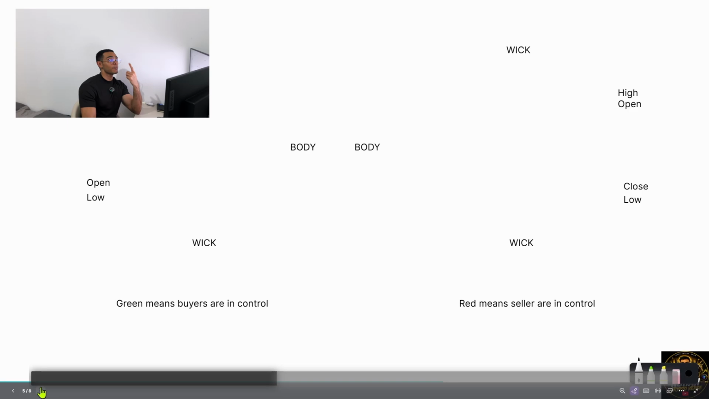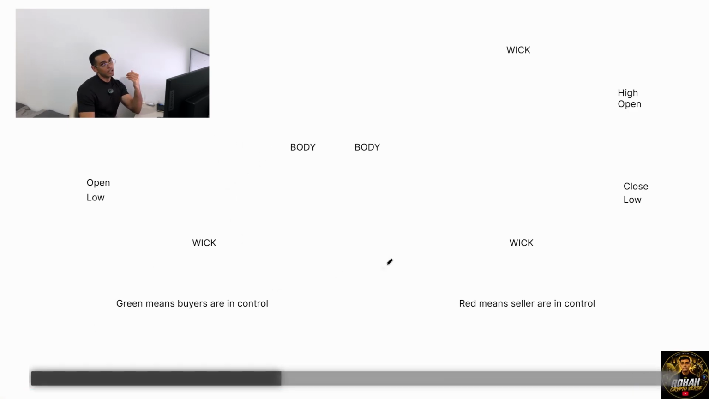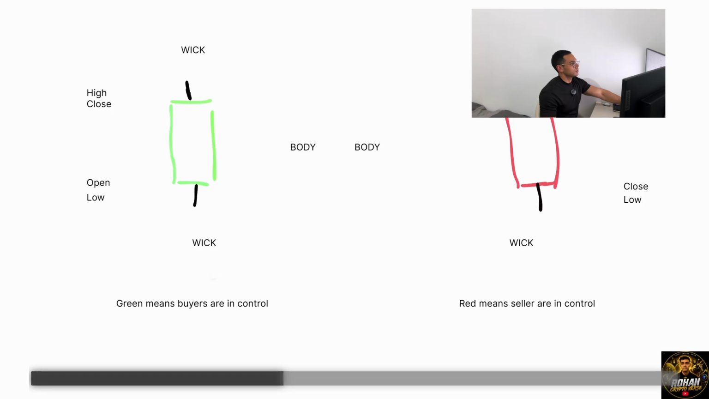The main important thing that you need to look at is the color of the candle. Now, a green candle means that buyers are in control of the market. What I mean by that is the open is exactly here. This is the opening price of the candle. The close of the green candle is exactly here. That is the close of the candle.